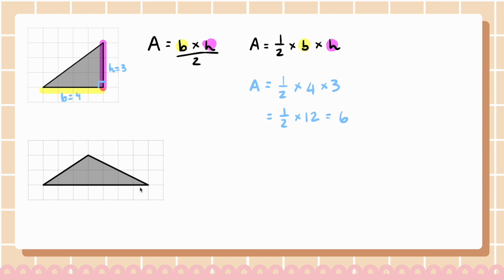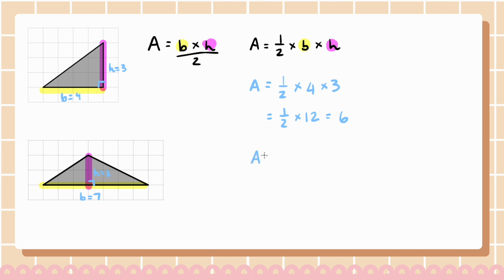Let's take a look at this triangle down here. Here is my base. This time the base has a length of 7. And notice that neither of these two side lengths are my height of the triangle. In fact, this is the height of the triangle. Notice that the base and the height always intersect at a 90-degree angle. So in this case, my height is equal to 2.